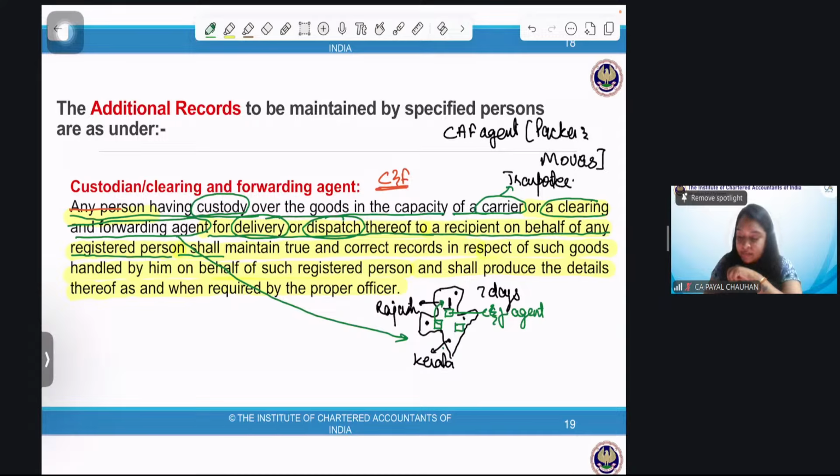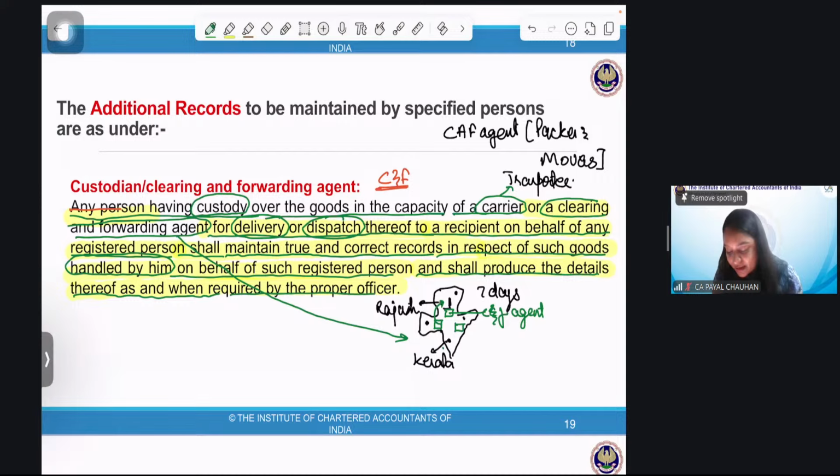Thereof, to a recipient, on behalf of any registered person, shall maintain true and correct record in respect of such goods handled by him on behalf of such registered person and shall produce the details thereof as and when required by the proper officer. Then understand, handled by him.